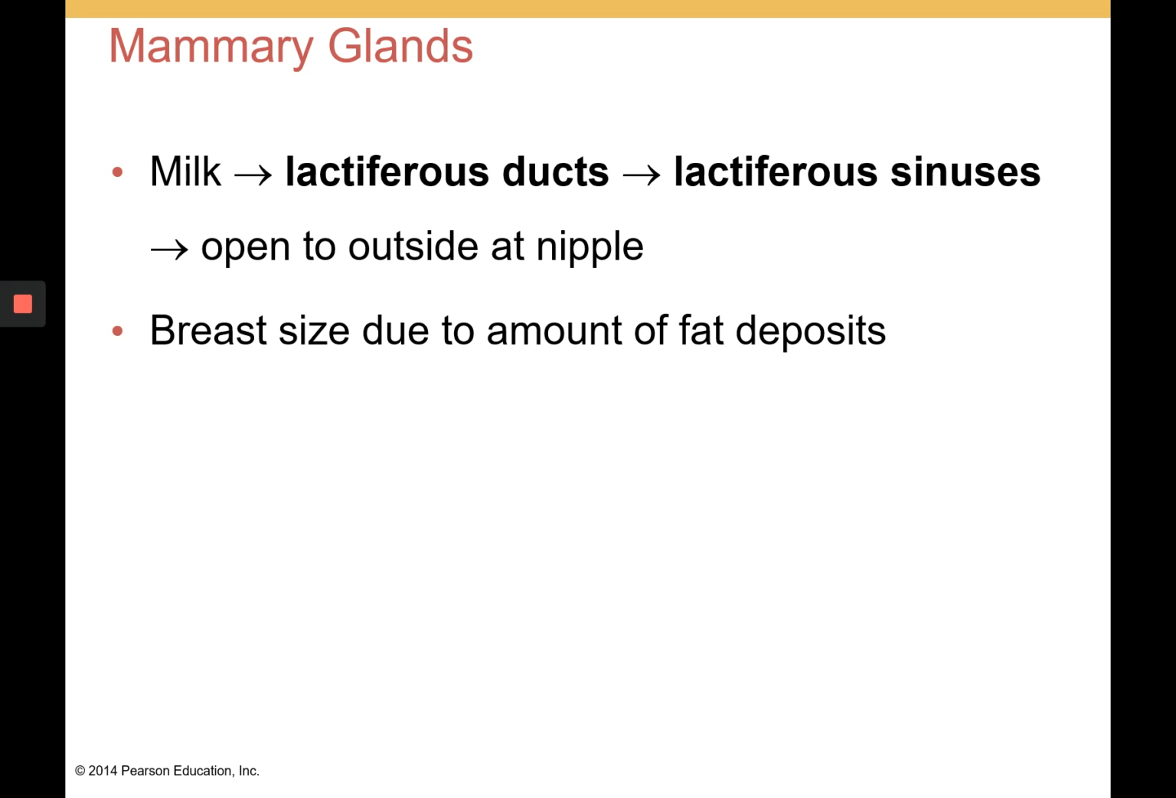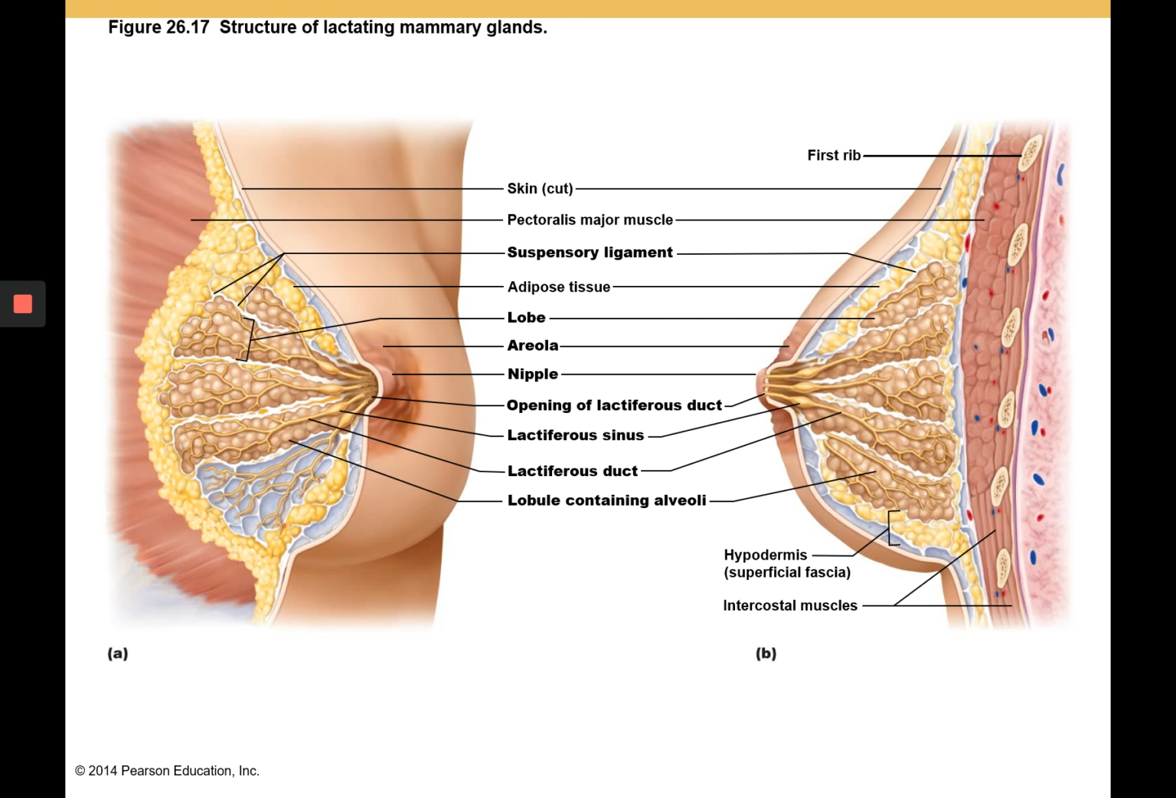Instead, it's due to the amount of fat deposits. So here we can see an image of the mammary glands, and we can see that there is fat and some round structures. Those are the glandular alveoli. On the outside, we can see the nipple and the surrounding tissue, the areola, and we can also see that the glandular alveoli are arranged in lobes.